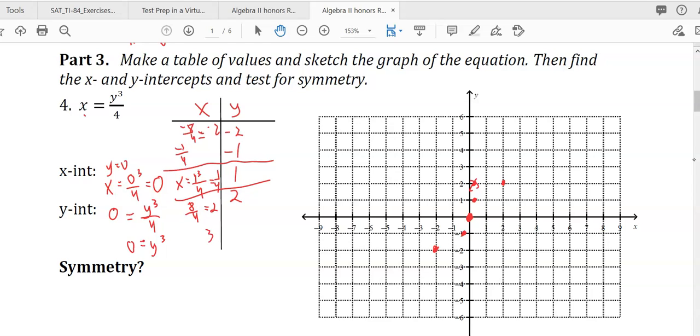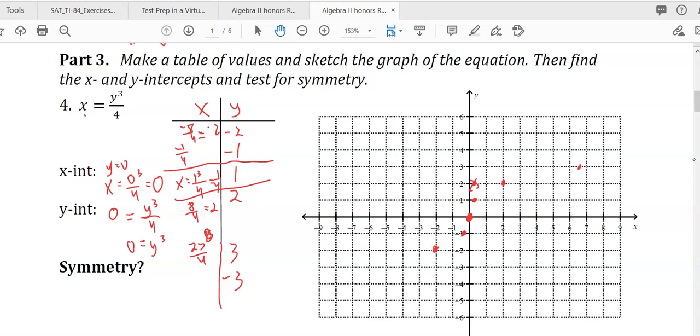I think we need to plug in a couple more. So sorry, x and y values: 3 and -3. Plug in 3 to the third is 27 divided by 4. 27 over 4 is about, let's see, 4 times 7 is 28. So 6 2/3-ish, comma 3 would be right about here.